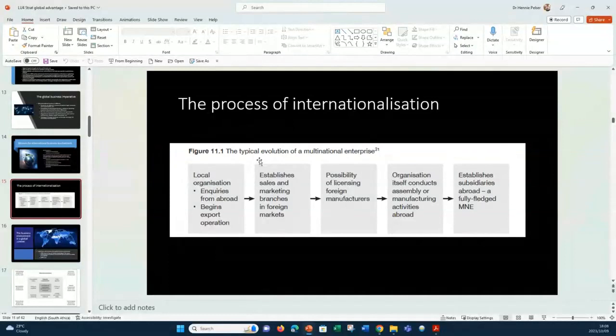Guys, in terms of this evolution that is suggested here, it often starts off with you having a great product, a great brand, a local brand, and people then start querying about it. Normally, the first step is export, and we move from export to setting up branches and then licensing foreign manufacturers. And then obviously you start looking at setting up your own manufacturing facilities. And when you have a footprint across a range of countries, you start becoming a multinational.